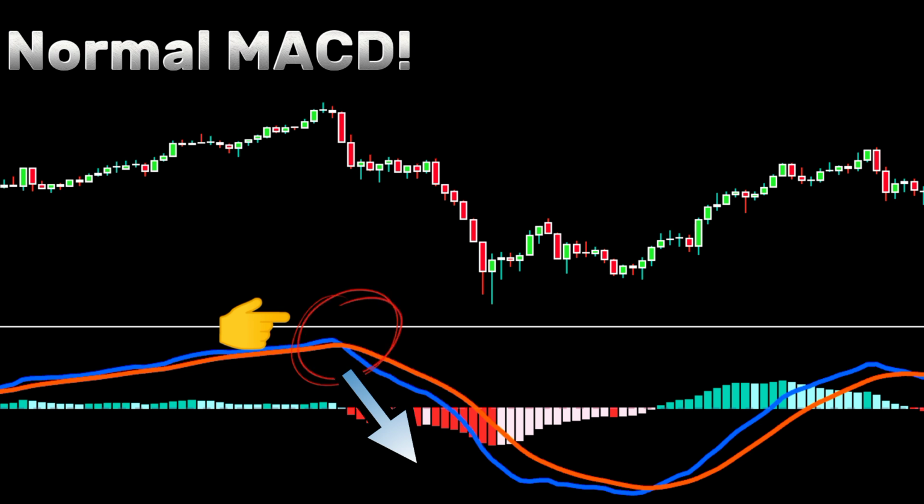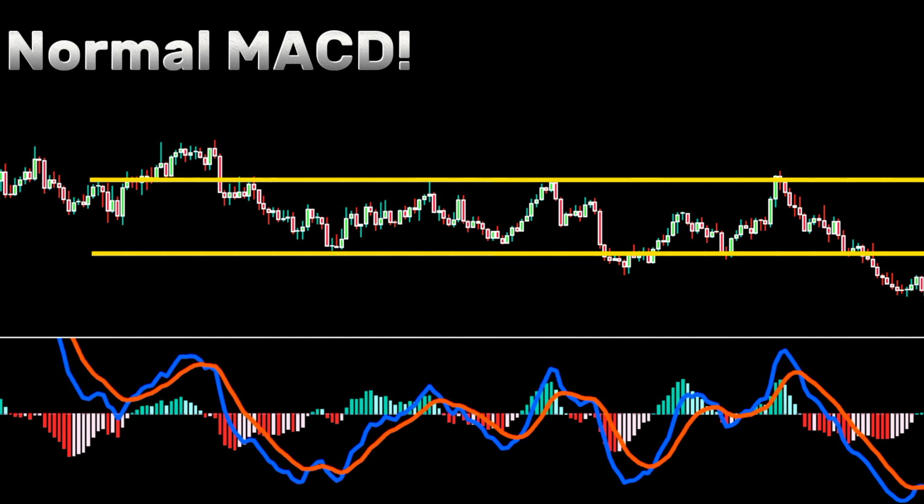Now, this may seem like a good and simple strategy, but the common problem with the strategy is that it only works in trending markets, and as we all know, the markets are not always trending. It can also move sideways or within a range like this, and because of that, the MACD indicator would perform badly during this type of market.